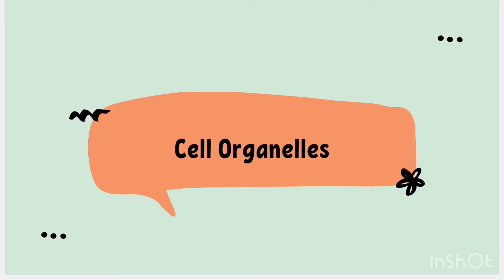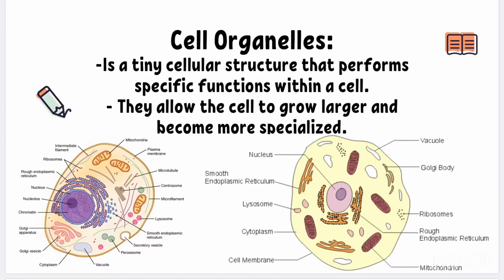Have you ever wondered what the inside of a cell looks like? If you think about the rooms in our homes, the inside of any animal or plant cell has many similar room-like structures called organelles. Each organelle is a place where specific jobs are done. So for a more specific definition, a cell organelle is a tiny cellular structure that performs specific functions within a cell. It is like an internal compartment that carries out specific cell functions. They allow the cell to grow larger and become more specialized.